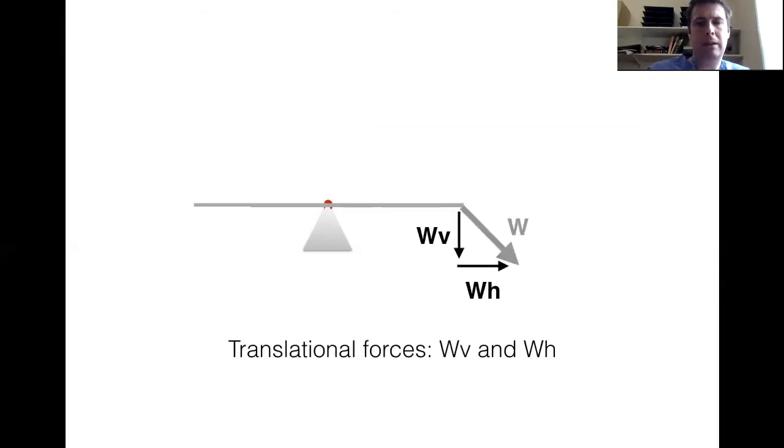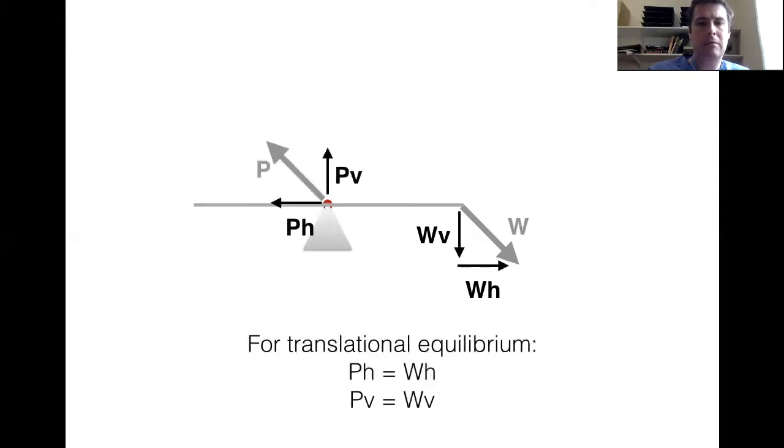And what about calculating the vertical and the horizontal aspects of force W? Well, we go back to our trigonometry. If we know an angle the force is applied to, we can calculate WH and WV. And again, for there to be translational equilibrium, there has to be a reactionary force at the hinge. So in this scenario, the horizontal component of force P must equal the horizontal component of force W, and likewise the vertical component of force P must equal the vertical component of force W.